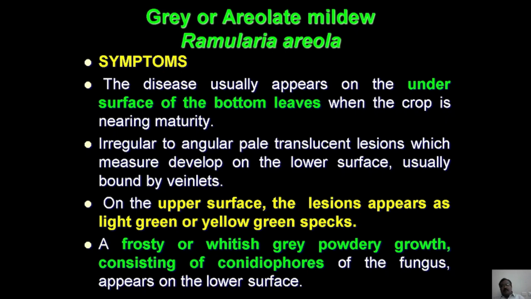And then the grey mildew, which is also nicknamed areolate mildew, is caused by Ramularia areola. The disease usually appears on the undersurface of the bottommost leaves when the crop is nearing maturity. It produces irregular to angular, pale, translucent regions which develop on the lower surface, usually bound by the veinlets. These lesions are bound by the veins and veinlets, and hence it is called areolate mildew. On the upper surface, the lesions appear as light green or yellow green discoloration, and a frosty white grey powdery growth consisting of conidia and conidiophores of the fungus appears on the lower surface of the leaf.